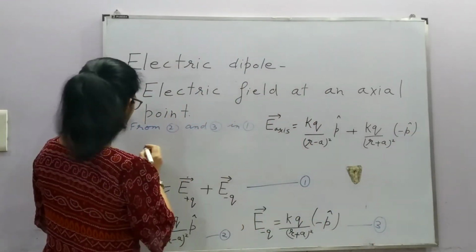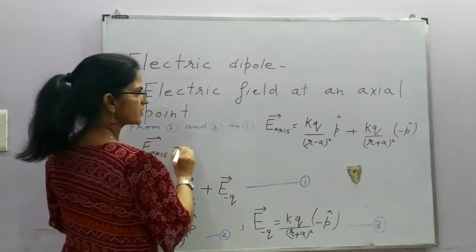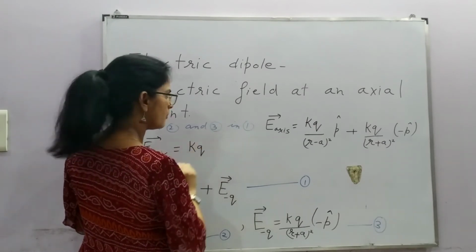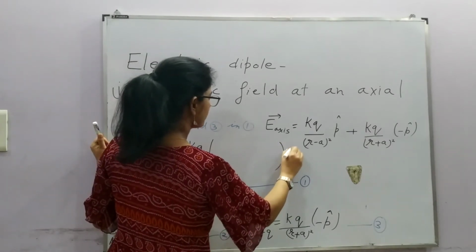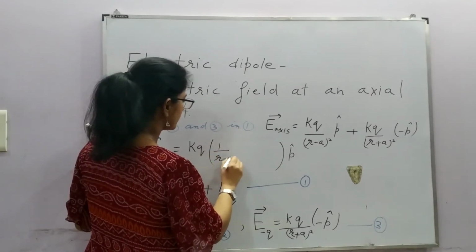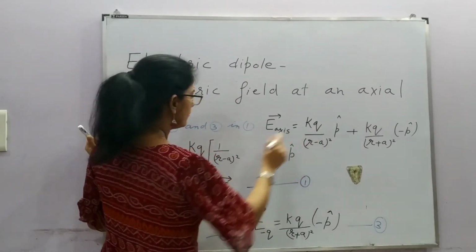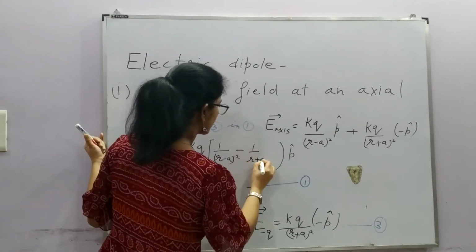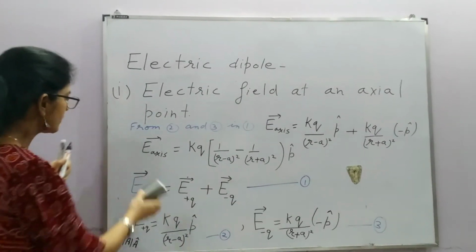We can take P cap common. So this gives us E axis. Let's take K Q common over here and P cap common over here. So this makes it 1 by R minus A whole square, let's mark this as square bracket, and this minus will remain here. So this will be 1 by R plus A whole square. Right? Now simple mathematical calculation is left here.